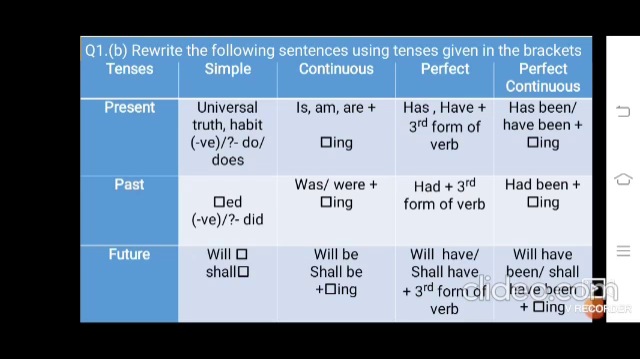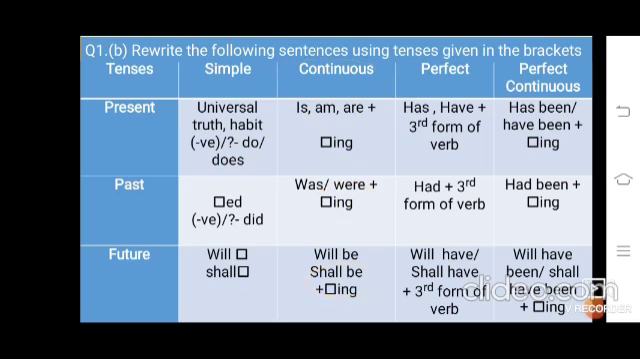Now simple future, you have to use will and shall. Now when will is used and when is shall used? Shall is used with the first person, I shall, we shall. And will is used with the second and the third person, that is you will, he will, she will, it will, they will. Okay. Now we'll talk about the continuous tenses. Always ing will be there only.